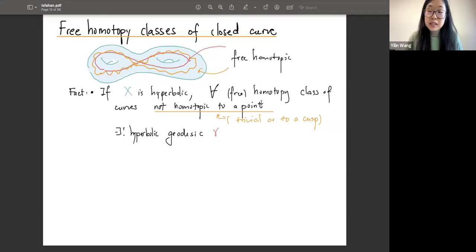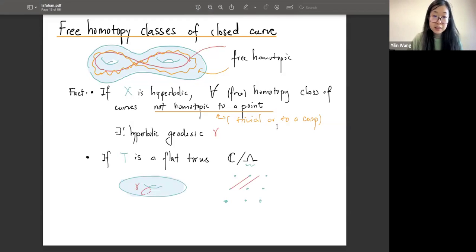For each free homotopy class that is not homotopic to a point, meaning it's not trivial or not homotopic to just a cusp, any other free homotopy class admits a unique geodesic in this class. In other words, you start with any curve that's not homotopically trivial or homotopic to a cusp, then you can pull it tight, and you get one element that is the shortest length in this homotopy class. And that geodesic is unique.